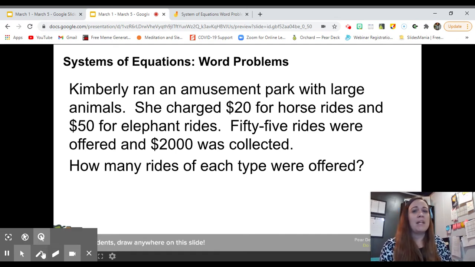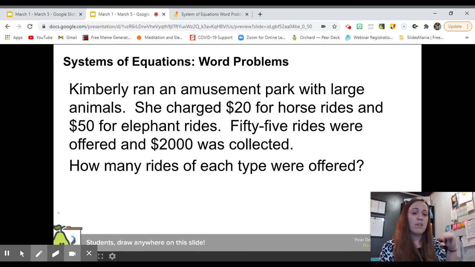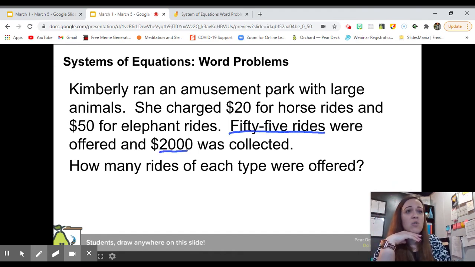So as I read this problem, and again, you might want to use the 3-read strategy, which is you're reading it 3 times: what information is given, what operations are included, and then how you are going to go about solving. As I'm reading through this, we know she's going to an amusement park with large animals. She charged a particular amount for horse rides and for elephant rides. 55 rides were offered and $2,000 was collected. So the information given in the totals, my equations, are 55 rides and $2,000. Okay, so let's give an equation for the rides and an equation for the money.